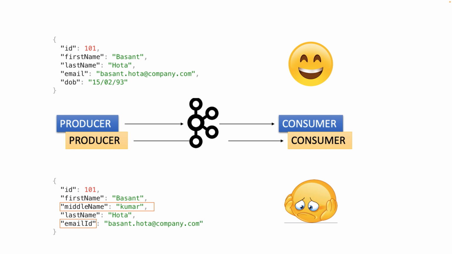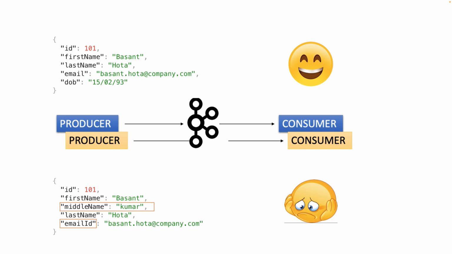Then again, how do we solve this problem, or how do we handle data changes, or schema evolution? That's where Confluent Kafka introduced the concept of Avro schema, and to store those schemas it has a component called Schema Registry. Now let's go one step ahead and understand what this Avro schema is, how to use it and how to handle schema evolution. Then further we'll understand how it works internally.